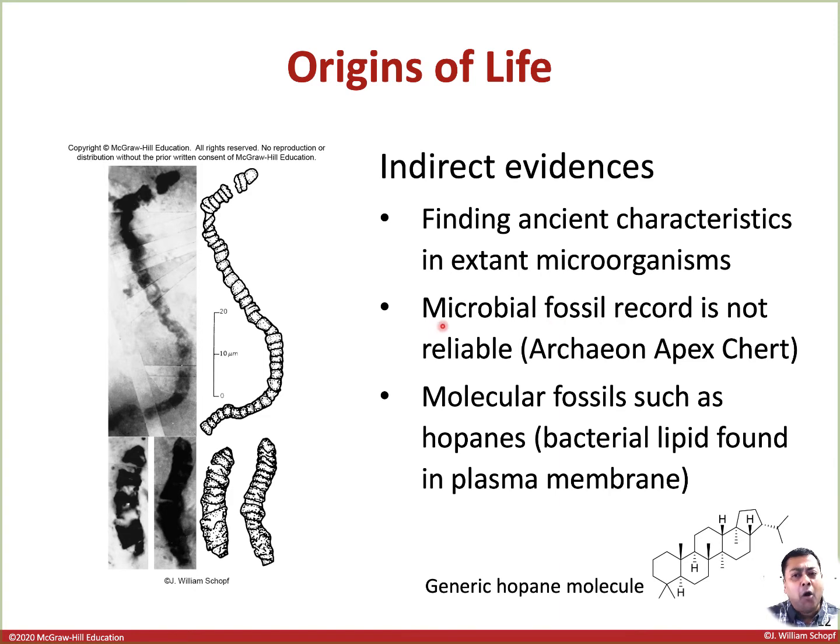And then also we can look at the microbial fossil record, but many scientists look at this with skepticism. For example, this Archaean apex chert is a classic example, and this is the picture of that, which you will also find in the book. So this was considered a microbial fossil, and scientists proposed a theory that this is some archaic type of microorganism.